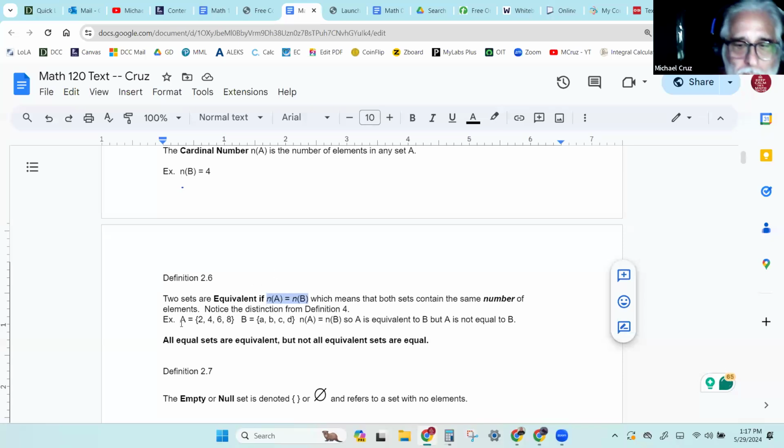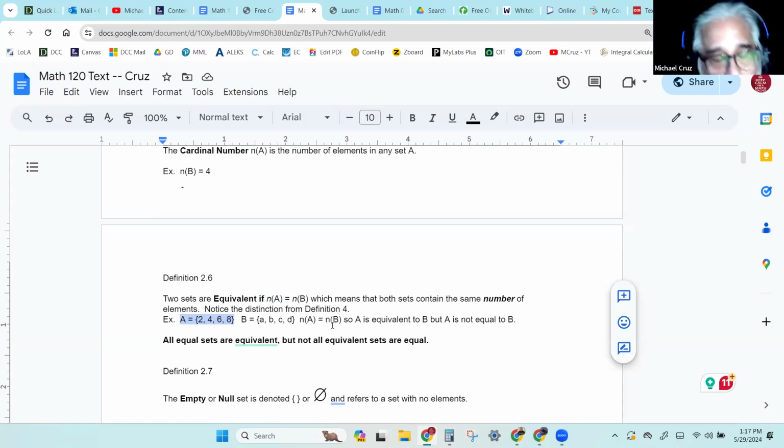What do I mean? Well, if set A has the elements 2, 4, 6, and 8 in it, and set B has A, B, C, and D in it, those are not the same elements. So these are not equal, but they both have 1, 2, 3, 4 elements. So these sets are equivalent, not equal, but equivalent.